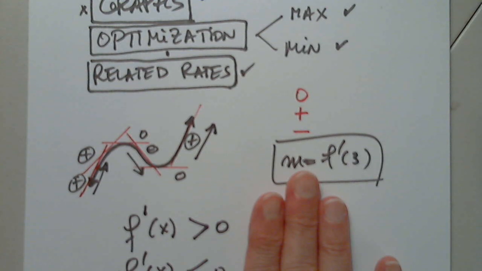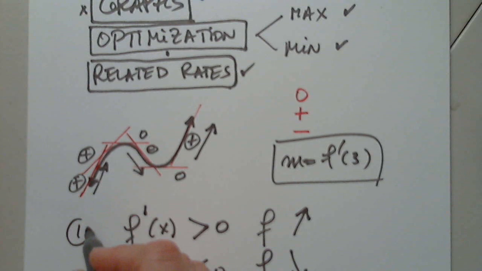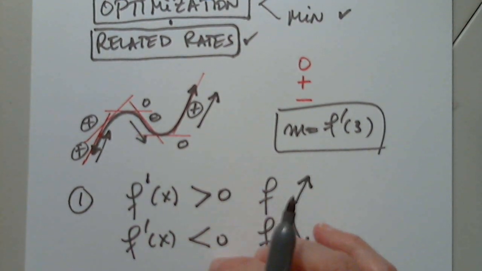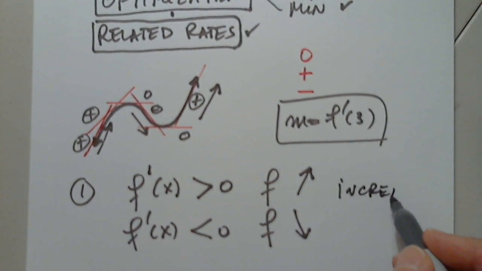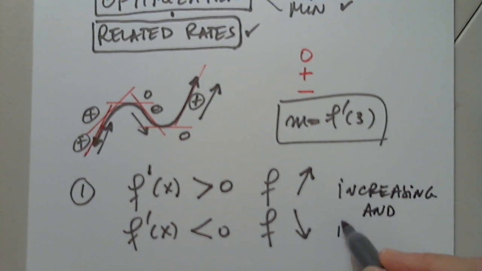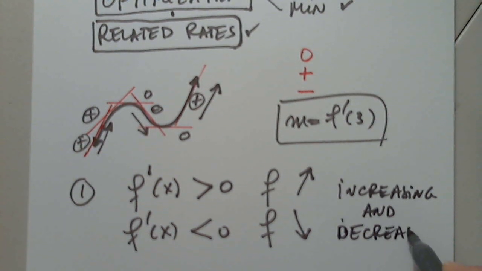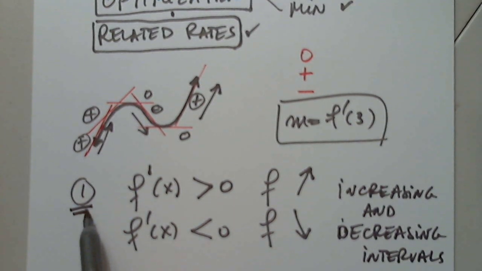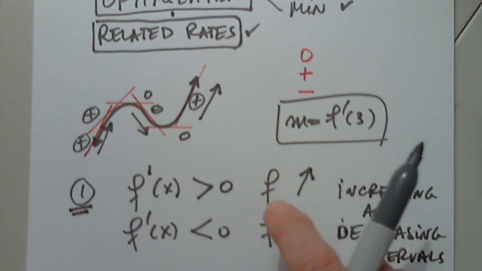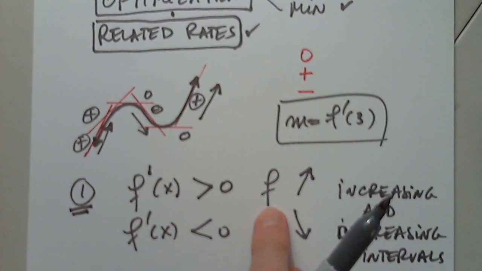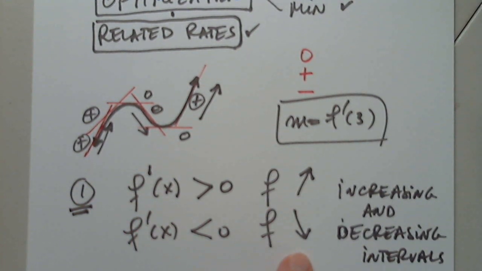So the derivative tells us something about the function. This is the first something. It tells us more than just that, but this is the first thing that it says. So the derivative, the sign of the derivative, to be exact, gives us increasing and decreasing intervals. So this is the first major thing. If I determine the derivative and I see that the sign is positive, I'll say, oh, when the derivative is positive, the function will be increasing. When it's negative, the function will be decreasing.